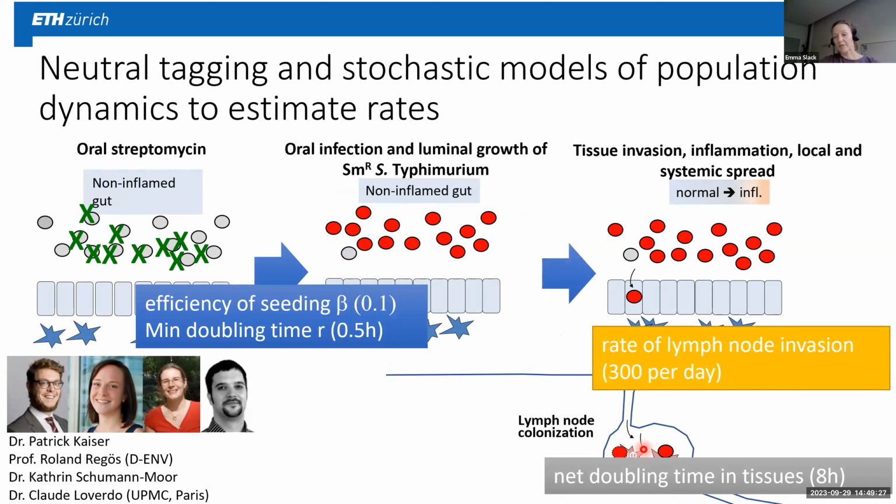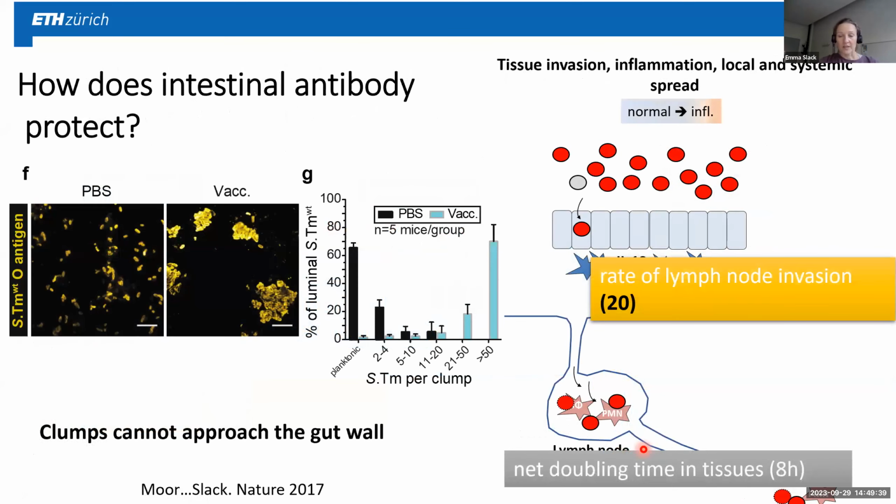Also, during the first day of infection, we have around 300 invasion events into the lymph node. The bacteria in the tissue are then growing much more slowly, doubling roughly every 8 hours. So we could then look what happens to these numbers when we vaccinate. And perhaps not massively surprisingly, what we see is a massive decrease in the rate of invasion into the tissues.